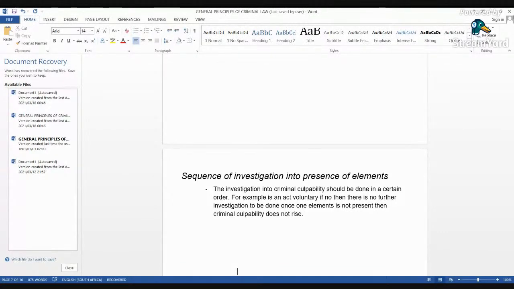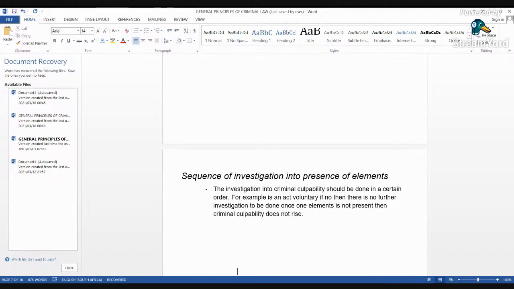So when we're investigating into presence of the element, it should be done in a certain order. You have to follow from the top, from the act to the criminal liability. So you start by investigating: is there an act? The moment that you realize that there is no act, then there is no criminal liability.